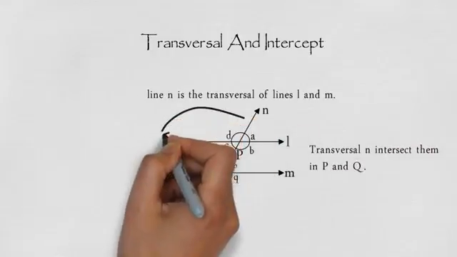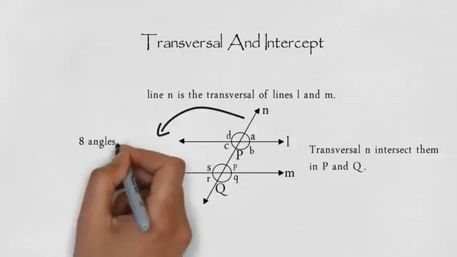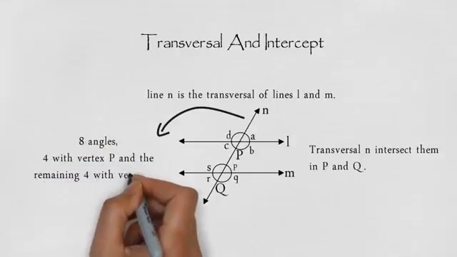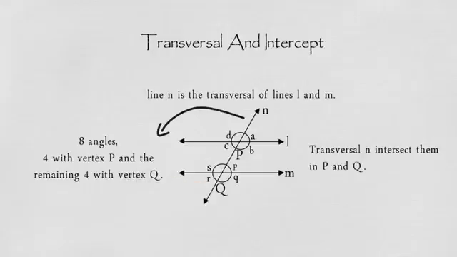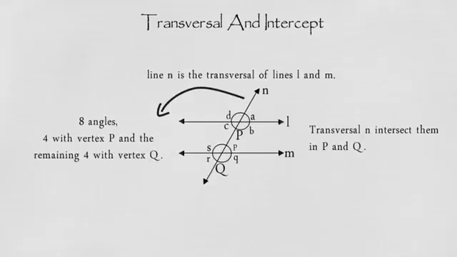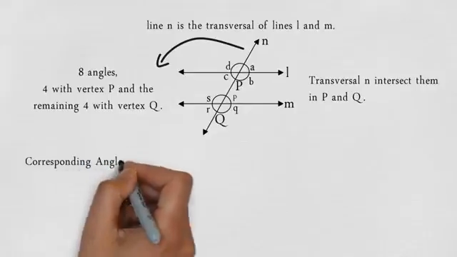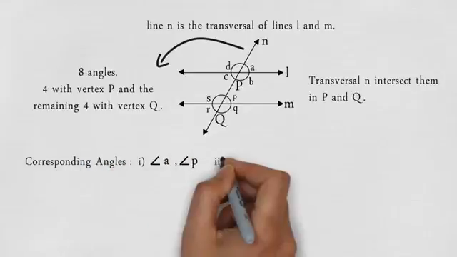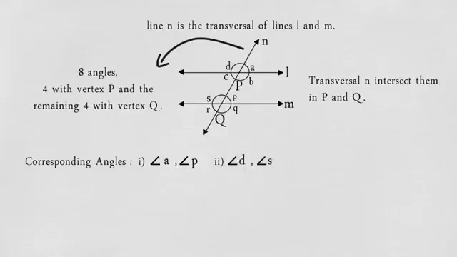Line N determines 8 angles, 4 with vertex P and the remaining 4 with vertex Q. The following 4 pairs of angles are called the corresponding angles: angle A and angle P, angle D and angle S, angle B and angle Q, angle C and angle R.